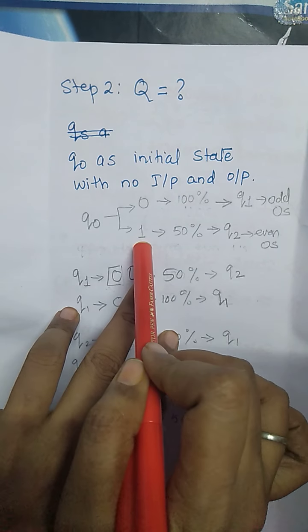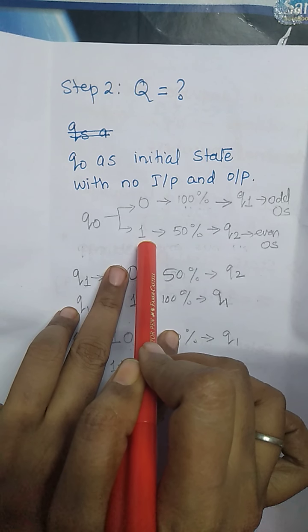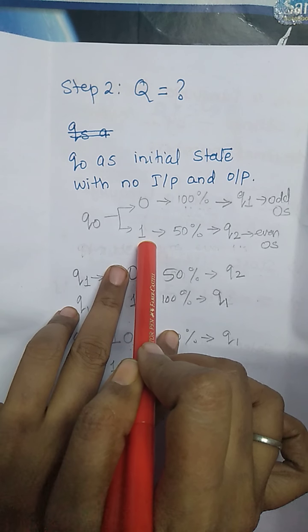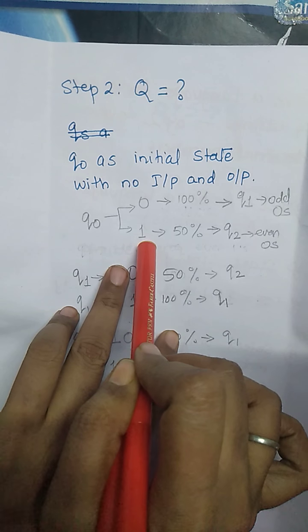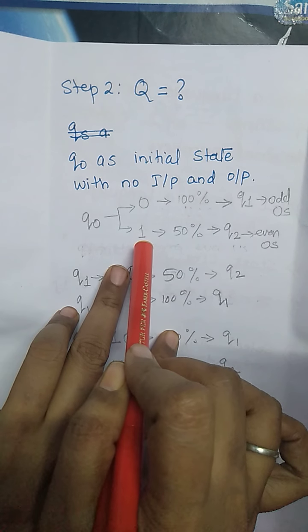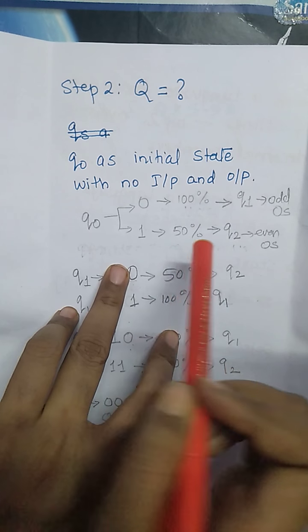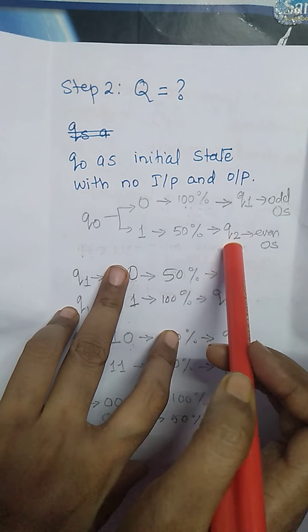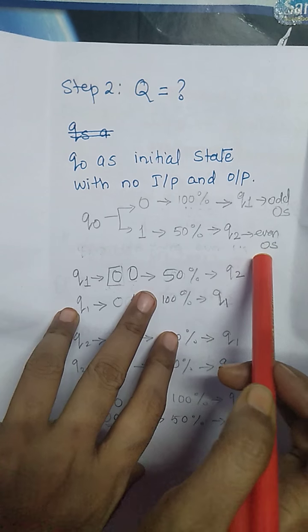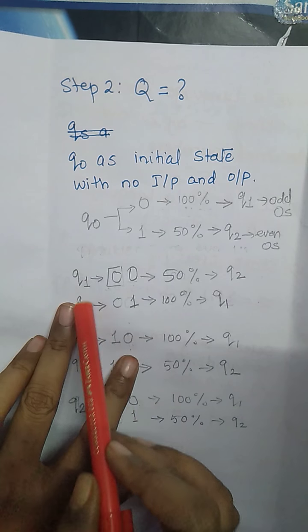Now the number of 1 is a single 1. That means the portion of 0 is missing. Zero missing means we consider no occurrence of 0 as an even number of zeros. That means it contains only 50% of the required thing. That means Q2 we consider as an even number of 0s. Now we are going to consider Q1.